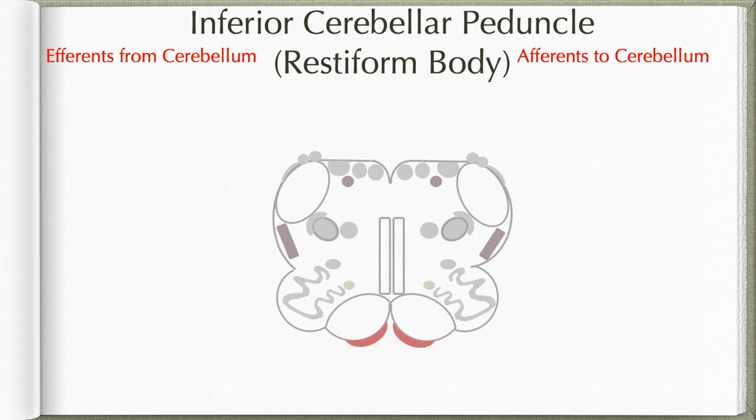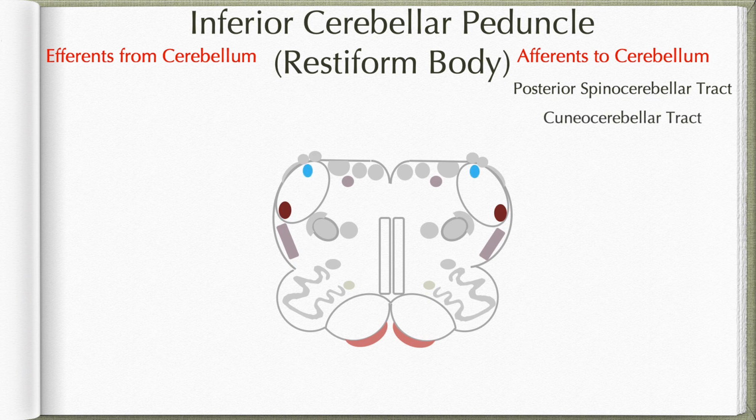Now let us first learn about the three major fiber bundles. Let us begin with inferior cerebellar peduncle or restiform body. We have already studied this with medulla. So it is made up of predominantly afferent fibers to the cerebellum. So within the inferior cerebellar peduncle, we have posterior spinocerebellar tract fibers, cuneo-cerebellar tract fibers, and rostral spinocerebellar tract fibers. They will be carrying the proprioceptive and exteroceptive information from the limbs as well as trunk of the same side.